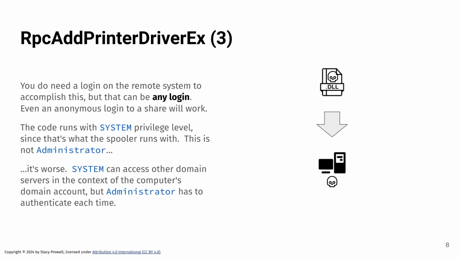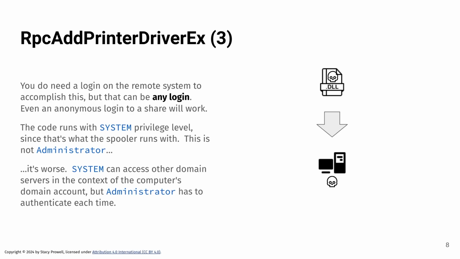Suppose I have an anonymous share. Suppose there's an anonymous share on that remote computer, a share that anyone can see. Great. I can use that to, quote unquote, log in to the computer and install my malicious printer driver.